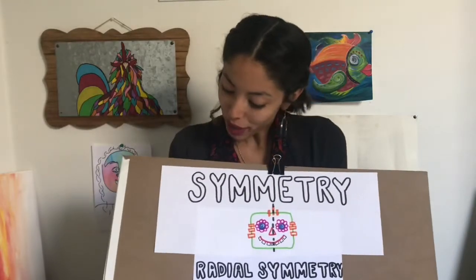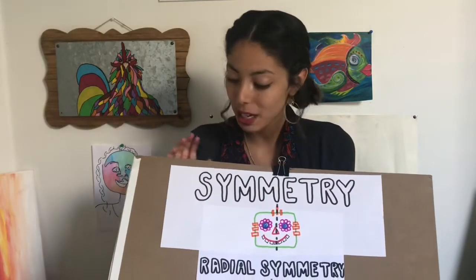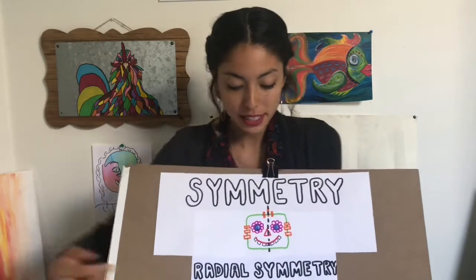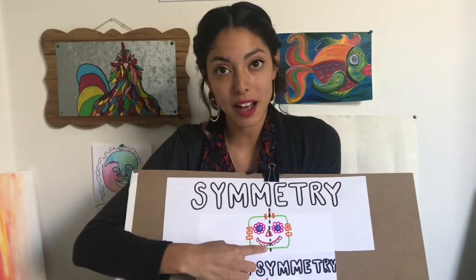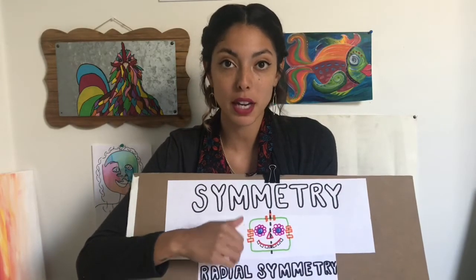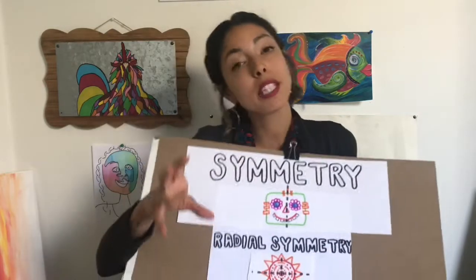Everybody. What we're going to be doing today is we are going to be talking about symmetry. So we've talked about symmetry before, but symmetry is basically where you can cut something in half or divide it in half and it is the same on both sides. It is a mirror image. So there's multiple types of symmetry.